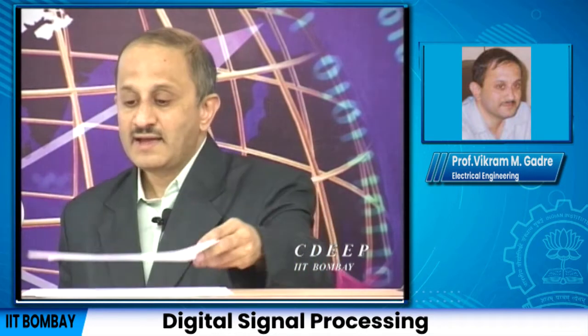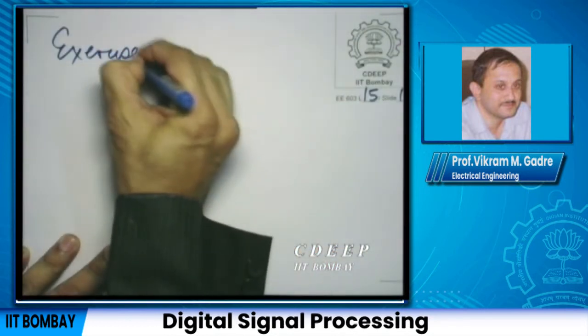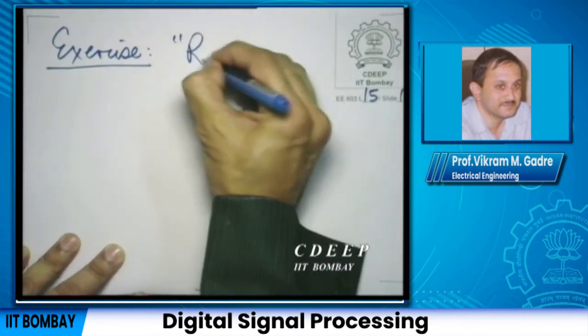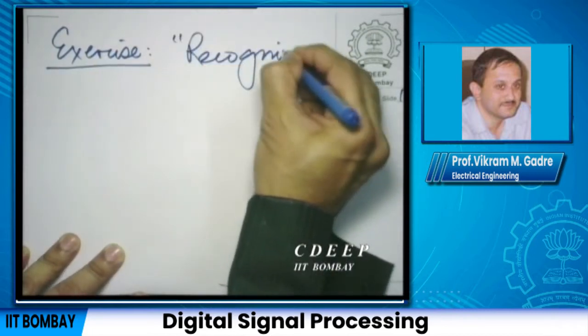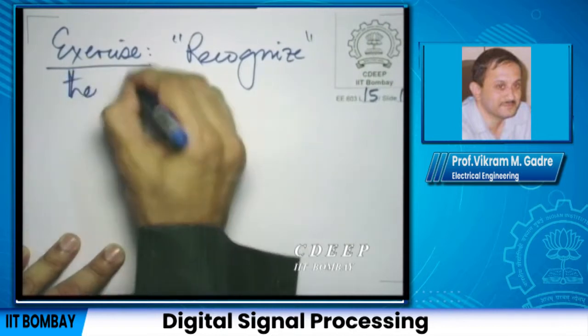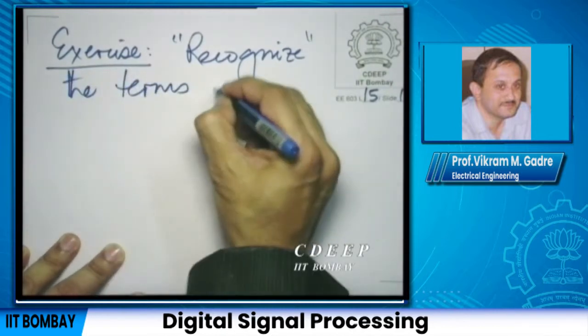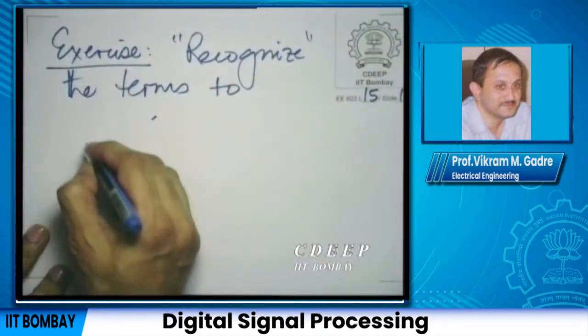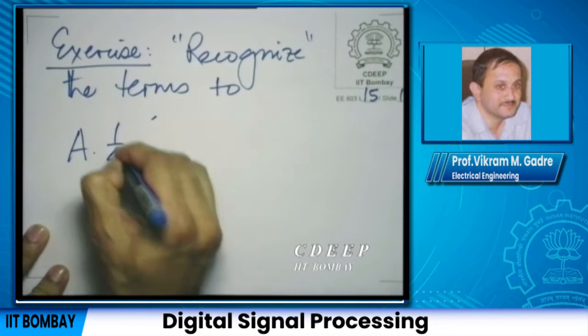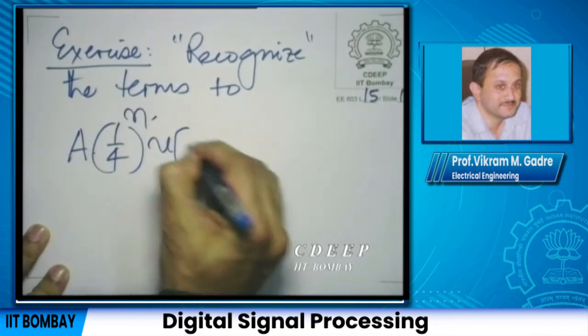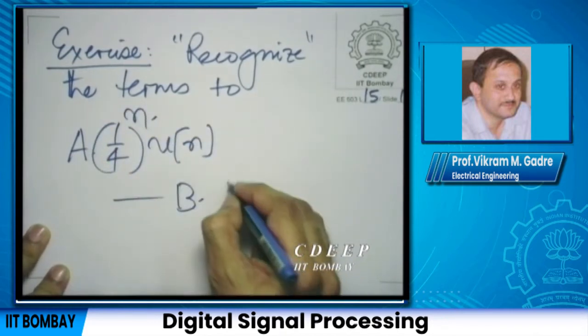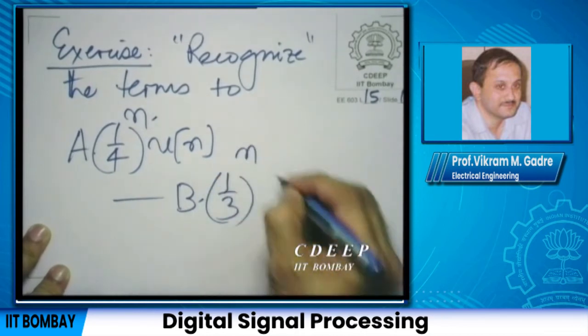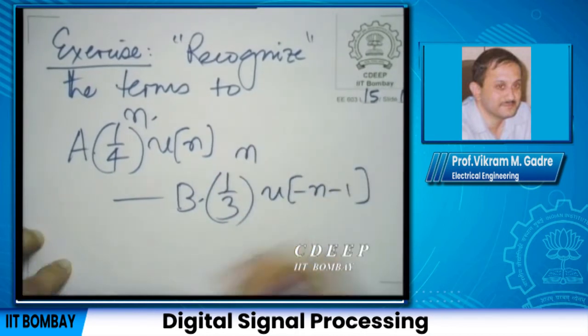So, there we go. Again, I leave it to you as an exercise to recognize these terms. And show that they come together to form A times 1/4 raised to the power of n u n minus B times 1/3 to the power of n u minus n minus 1.